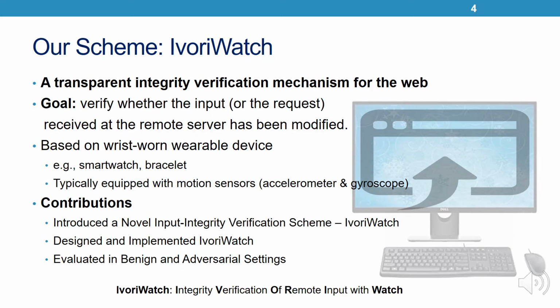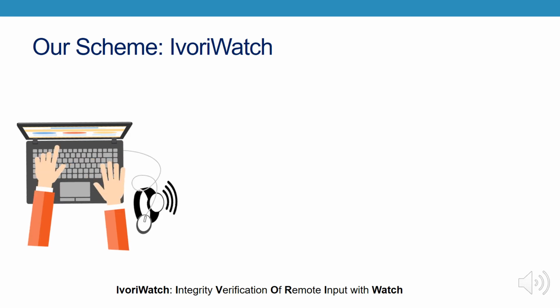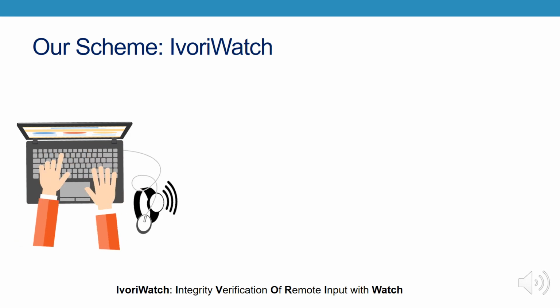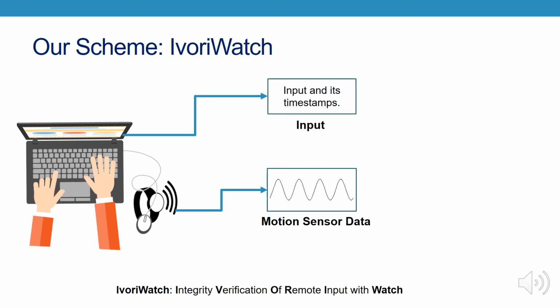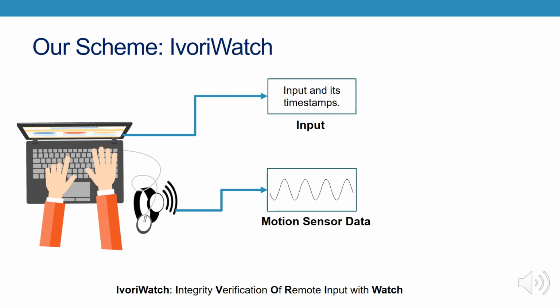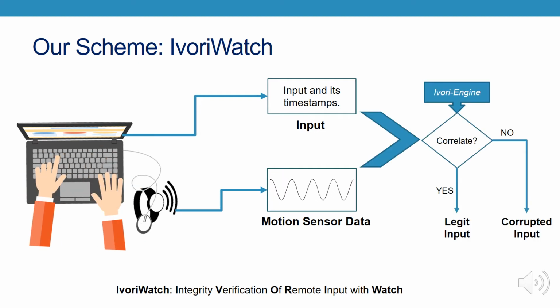Given the severity of input manipulation attacks, as noted earlier in this paper, we propose the IvoriWatch system, a transparent integrity verification mechanism for the web that can verify whether the request or the input received at the remote server has been modified or not. Our scheme is based on a wearable device, which can be a smartwatch or a bracelet that typically comes with motion sensors. In IvoriWatch, when the user provides input to the remote server, two series of data are generated. First, the input itself from the web application, and second, the motion sensor data from the watch. IvoriWatch verifies the integrity of user-provided input by correlating these two data points.